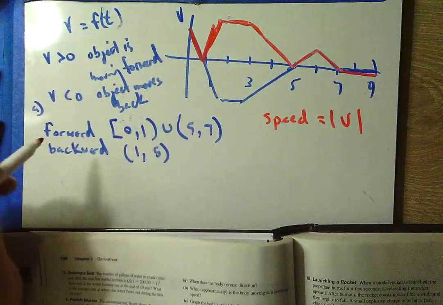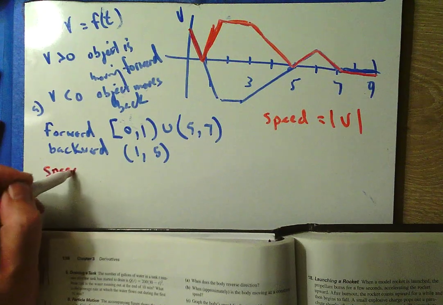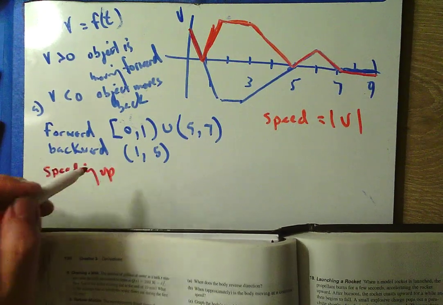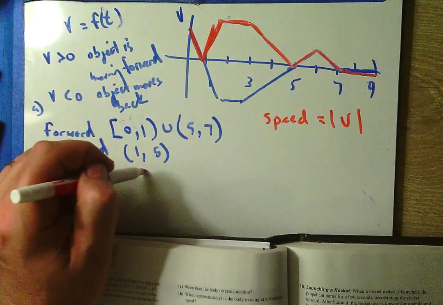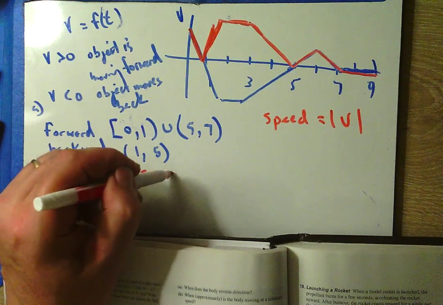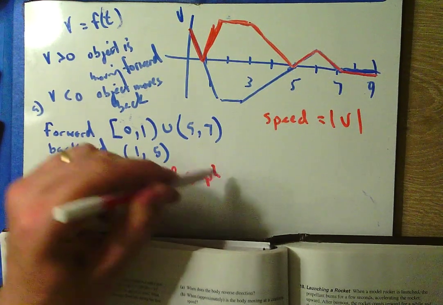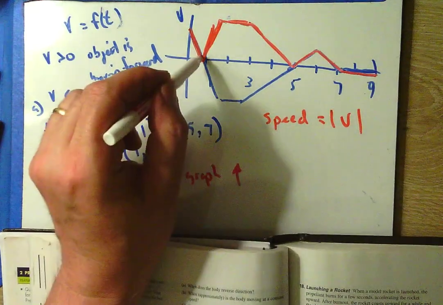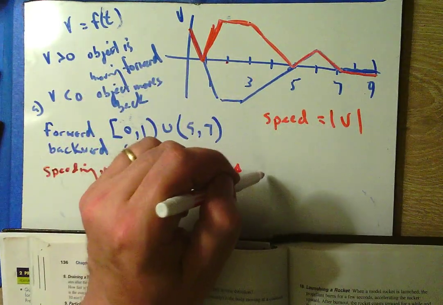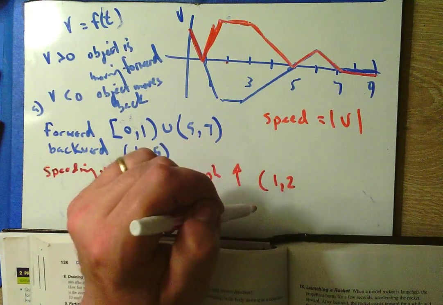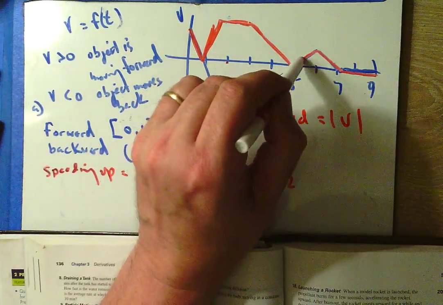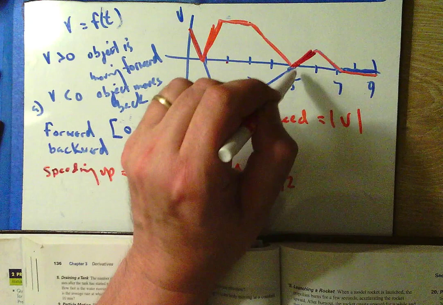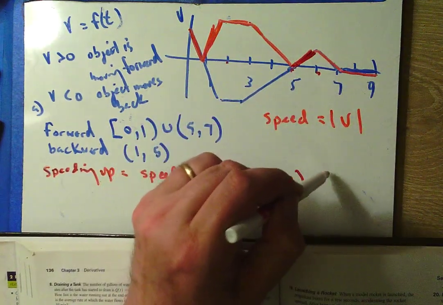Okay, so then they ask, when is it speeding up? That means, when is the speed graph increasing? Well, speed is increasing from here to here. So, from 1 to 2. I also see that the speed graph is going up, increasing from 5 to 6.